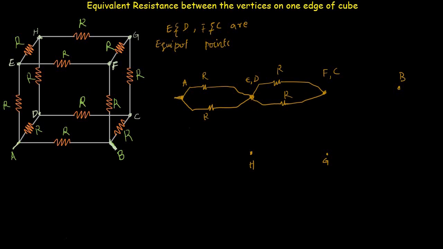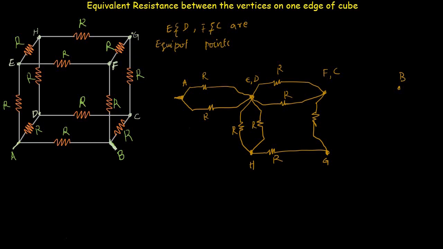Now in between point E and H, we have this resistor R. And between point D and H, we have another resistor R. And in between point H and G, we have this single resistor R. Now in between point F and G, we have this resistor R.